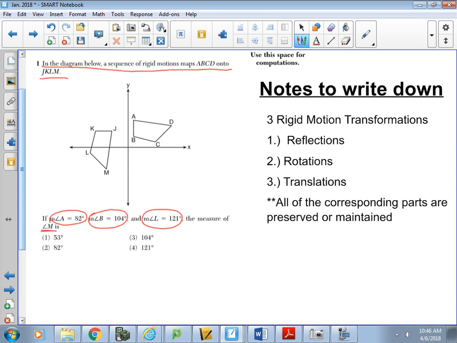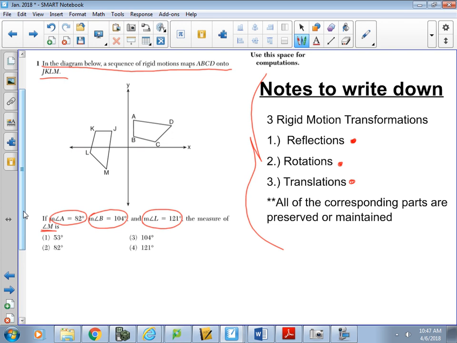All right, so first of all, make sure that you write down these notes. We've talked about 3 rigid motion transformations. I think we talked about rotations first, but either way, the 3 that we talked about were reflections, rotations, and translations. When you do a reflection, a translation, or a rotation, all the corresponding parts are preserved or maintained. In other words, all of the sides and all of the angles on your new shape are going to be exactly the same as your original shape.